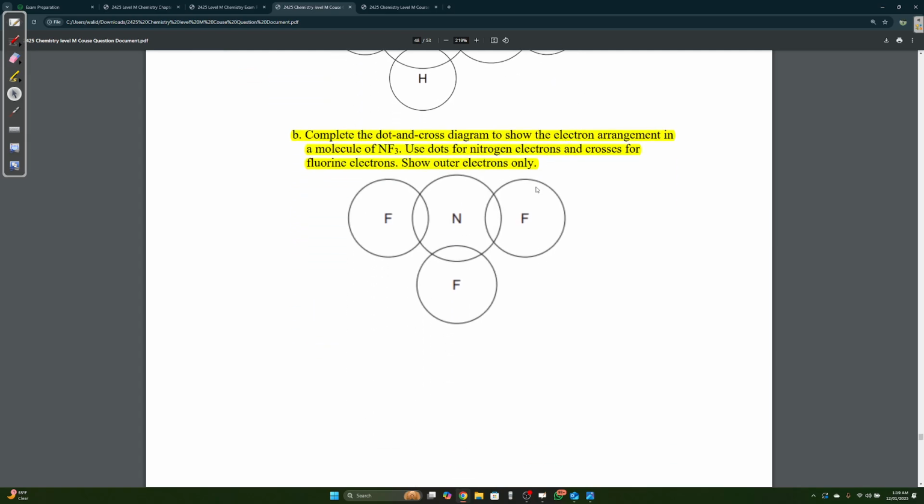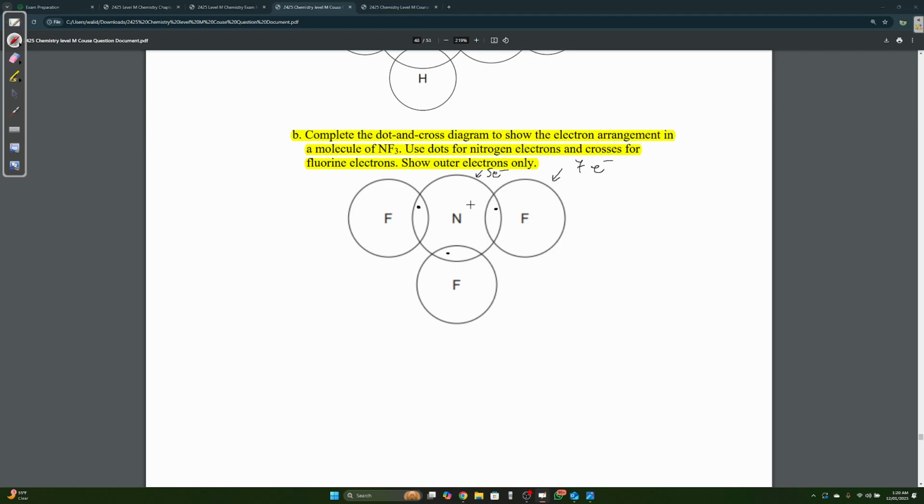Complete the dot and cross diagram to show the electron arrangement in NF3. Use dots for nitrogen and crosses for fluorine. Show outer electrons only. Nitrogen again has 5. It has 3 for sharing, so 1 here, 1 here, 1 here. Fluorine has 7, so it has only 1 for sharing.